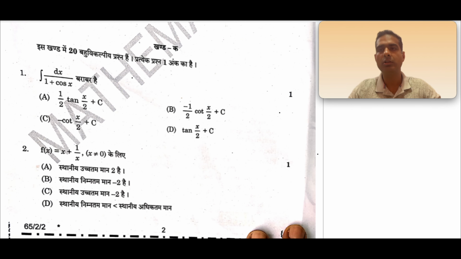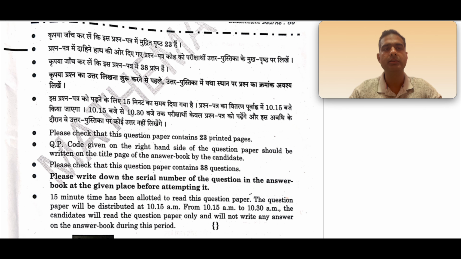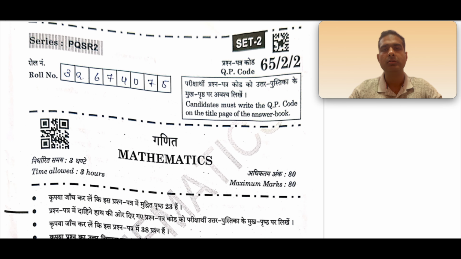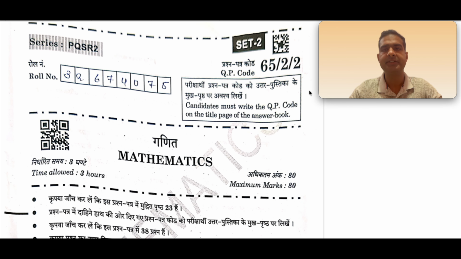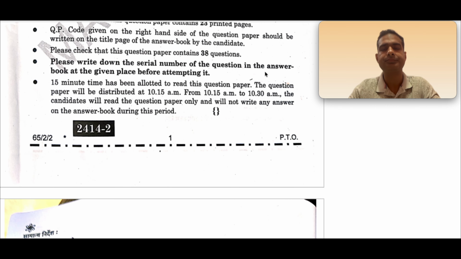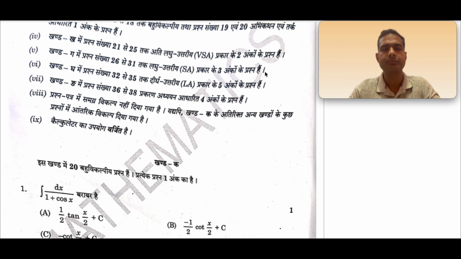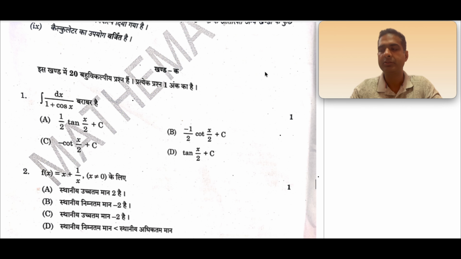Today I have got the 2026 CBSE class 12th maths paper, and this is set 2. Question paper code is 652/2 and its series is PQSR2. So let's quickly go through the MCQs of this paper.